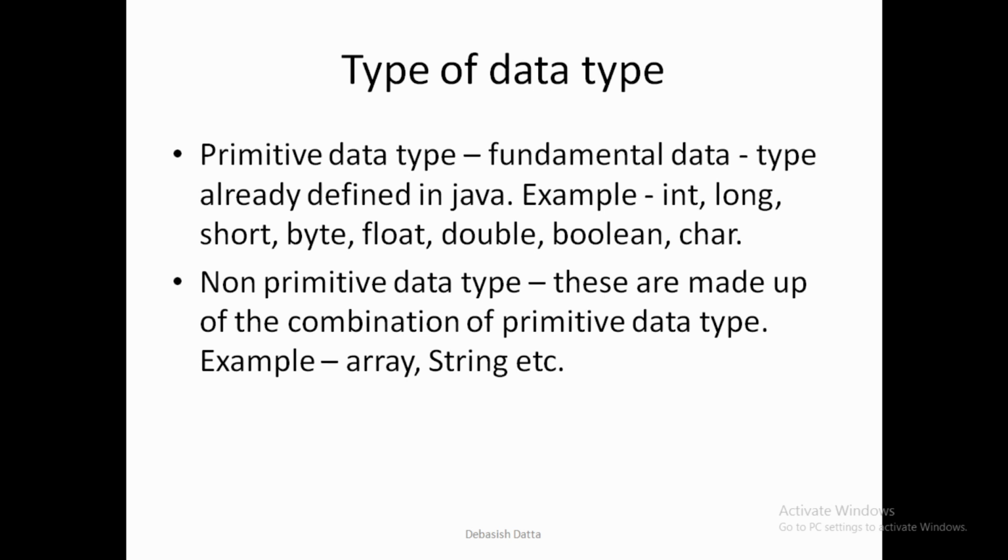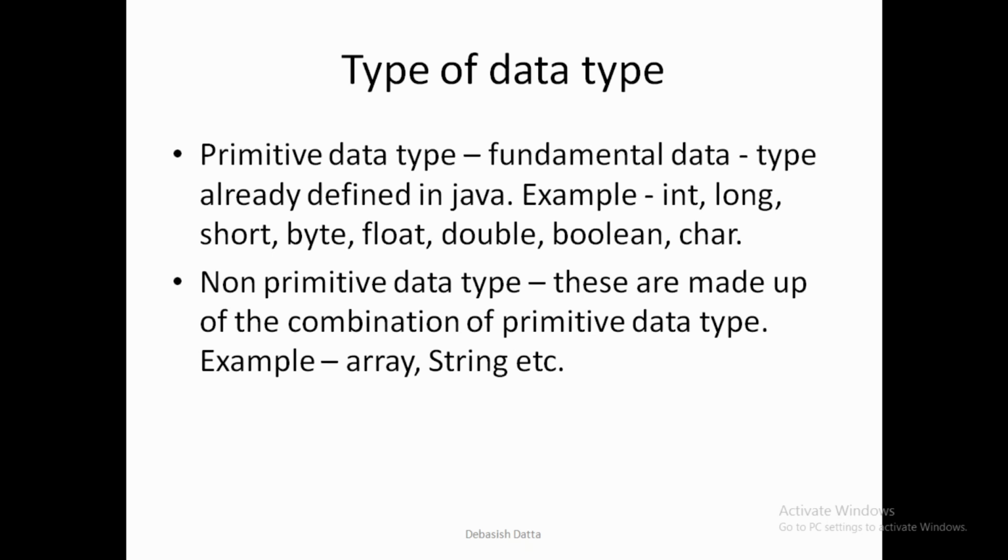Now, data types can be of two types: primitive data type and non-primitive data type. Primitive data types are those which are fundamental. There are 8 types of primitive data types defined inside Java: int, long, short, byte, float, double, boolean, and character. Non-primitive data types are built upon the primitive data types, using a combination of them. Some examples of non-primitive data types are arrays, strings, etc.